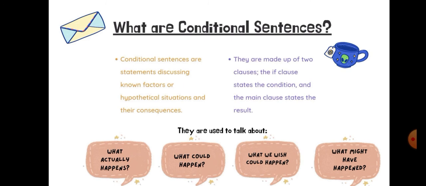So, in conditional sentences, we use two clauses. One of the clauses is going to start with the conjunction if. The if clause states a condition, and the main clause states the result. Here, what must happen in order for the result to happen is that the condition must be fulfilled.